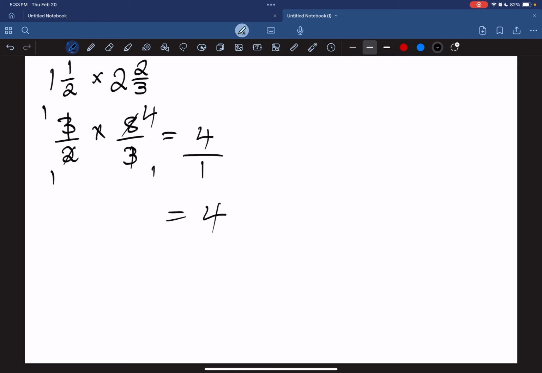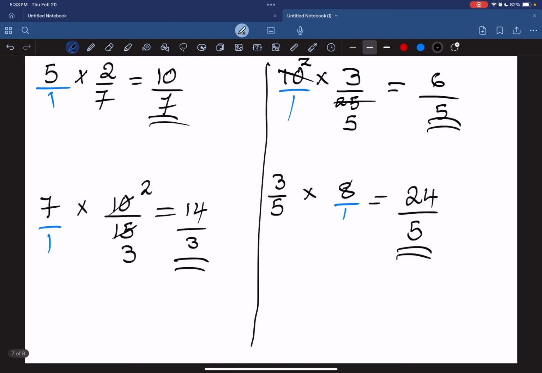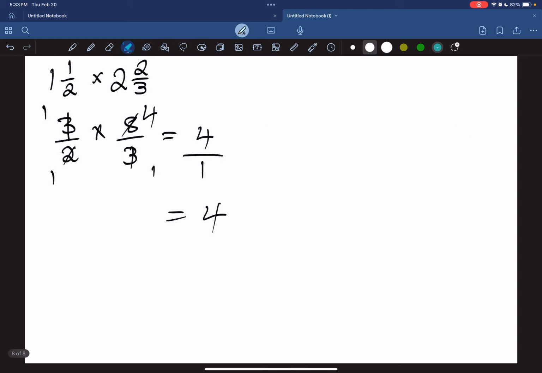So anything over 1 is the same whole number, same as what we did before. Remember, we changed the 5 to a fraction by just putting it over 1, because it still represents 5. We changed the 10 to a fraction by just putting it over 1, because it still represents 10. So anything over 1 still represents the whole number that we have.